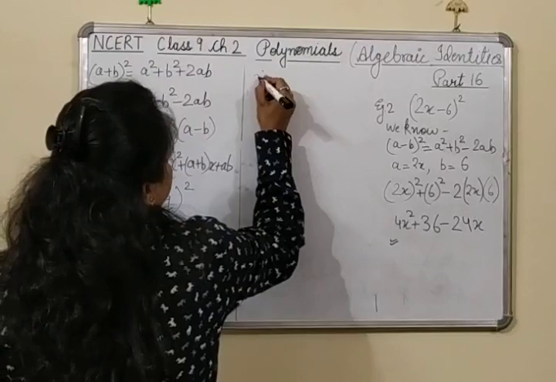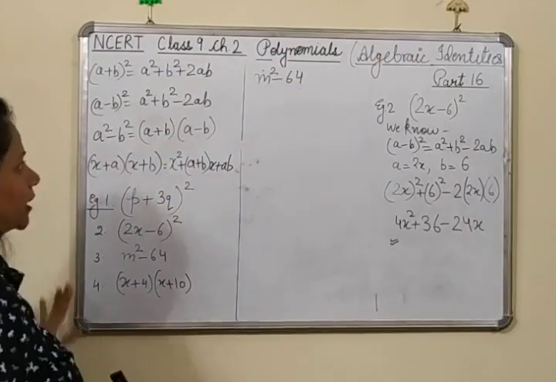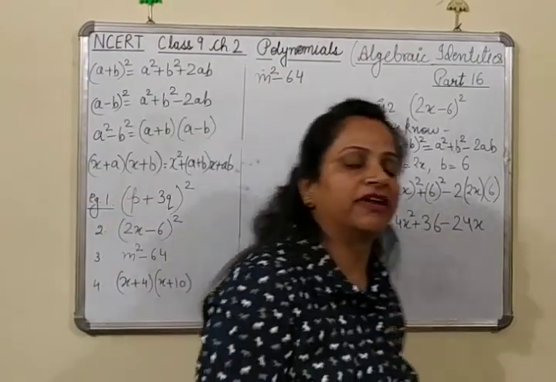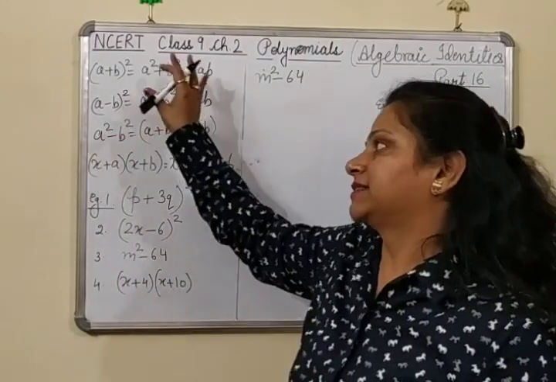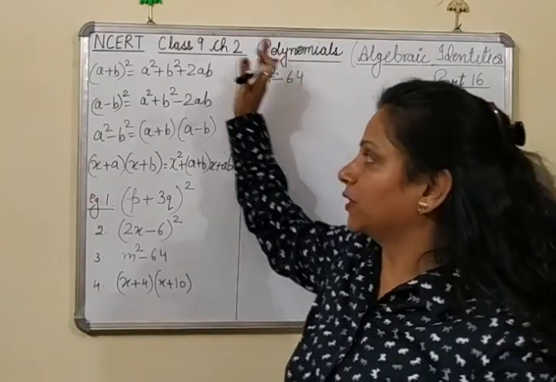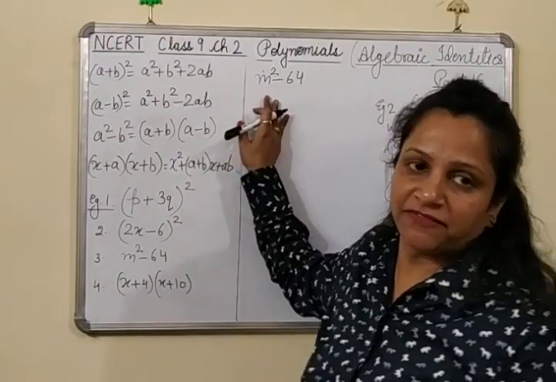Example number 3 is m square minus 64. Just look at the identities. First of all, just check whether it is the left hand side form of any identity or the right hand side form. If you look carefully, the right hand side forms are all expanded, and this is not at all expanded form. That means there is some identity of which this is the left hand side form. Now you have to check which one.